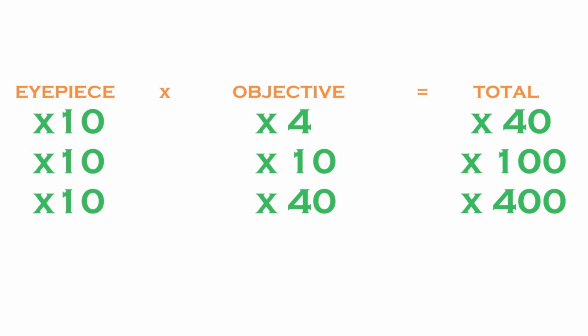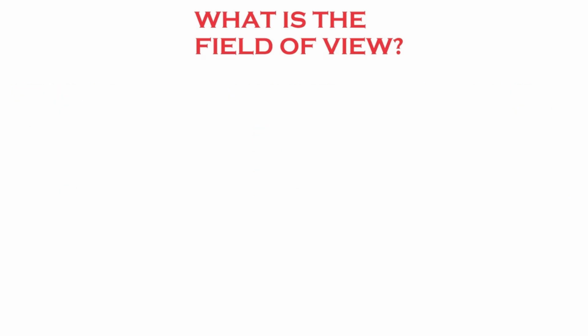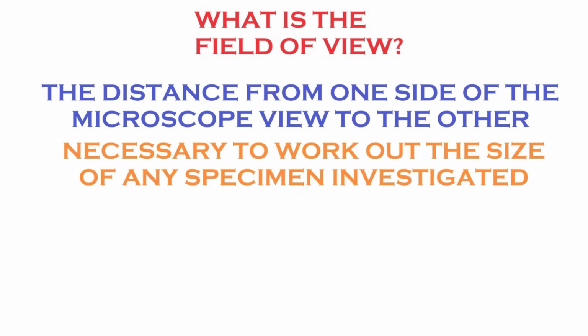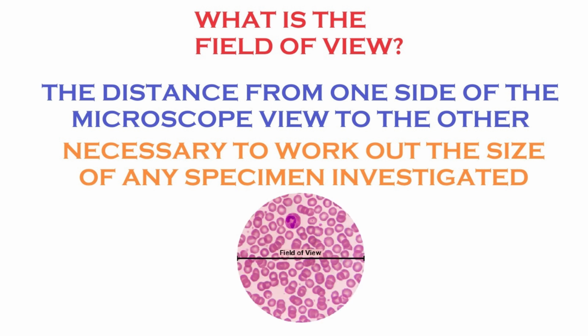Now, what's this all about? Well, we have to work out the field of view. The field of view is the distance from one side of the microscope view to the other. It's necessary to work out the size of the field of view so that we can work out the size of any specimen that's being investigated. And here's a lovely diagram of a field of view across some red blood cells.